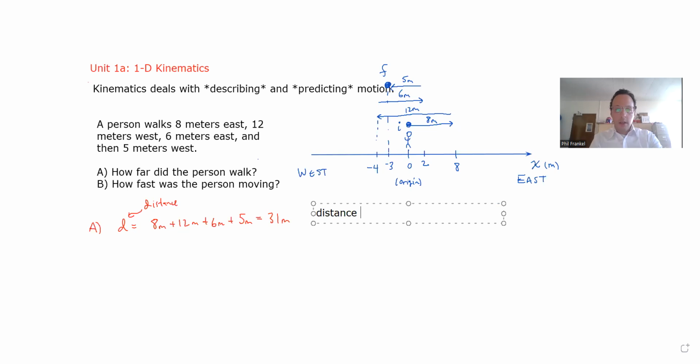Distance is the path length that the person traverses. So path length is just the total length of ground that they covered. And notice, even when they backtrack to the west and then go back to the east and backtrack to the west, they keep racking up additional meters of path length that they're traversing along the ground.